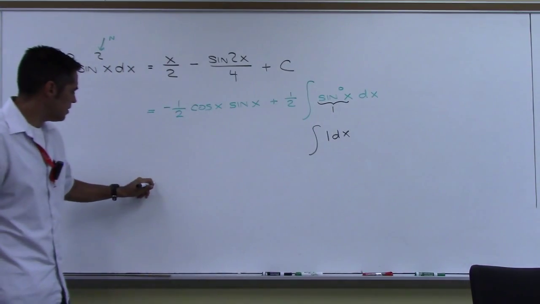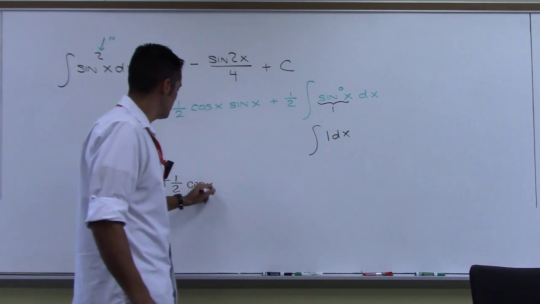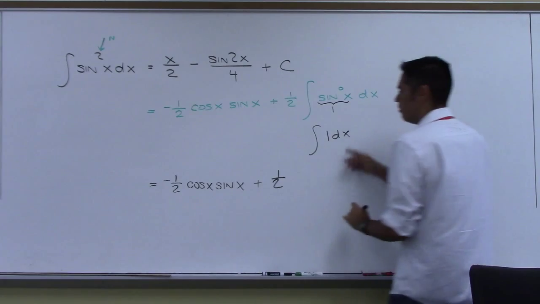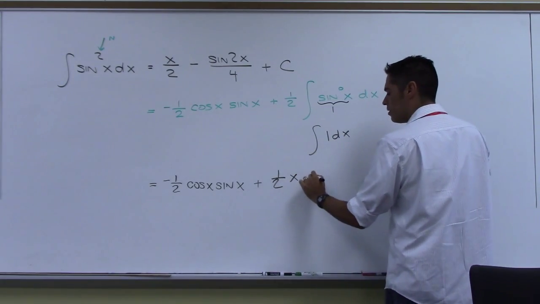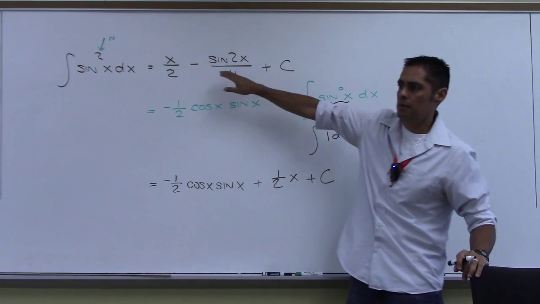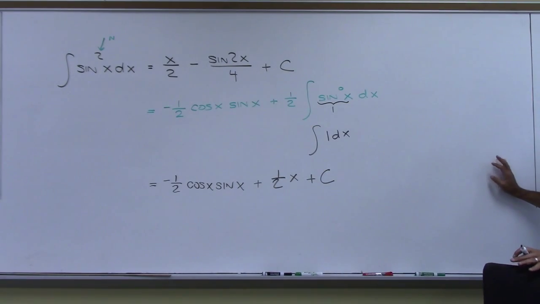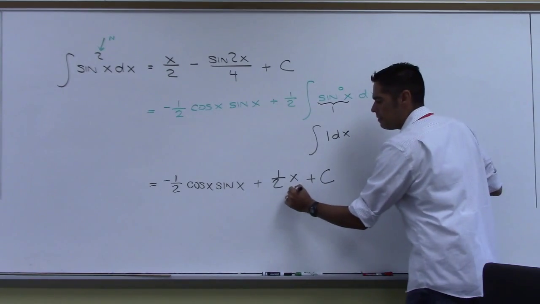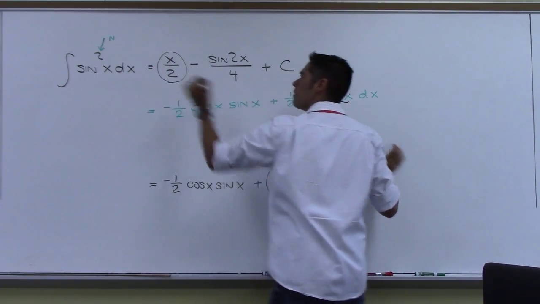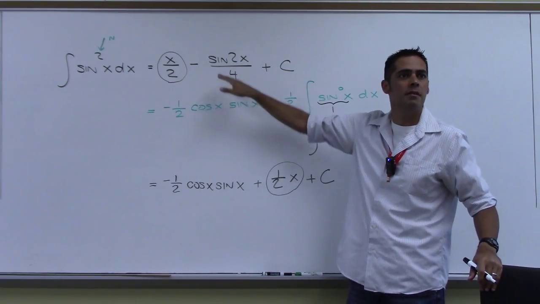So this becomes negative 1/2 cosine x sine x plus 1/2. We said the antiderivative of 1 with respect to x was x plus some constant. And I'm trying to get it to look like this, right? Do we agree? So how am I going to do that? Do I have this already? That's this, right? So all I need to show is that this is equal to this. Are these two the same thing?